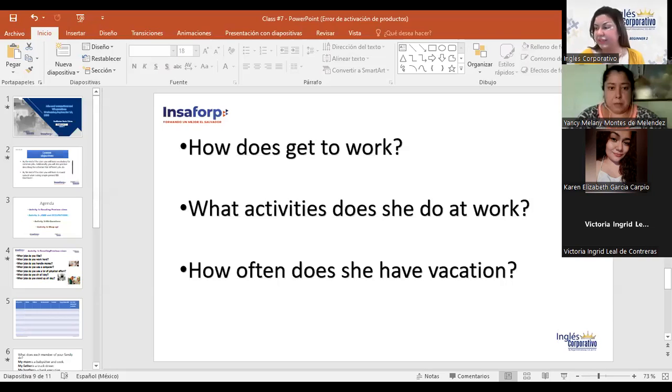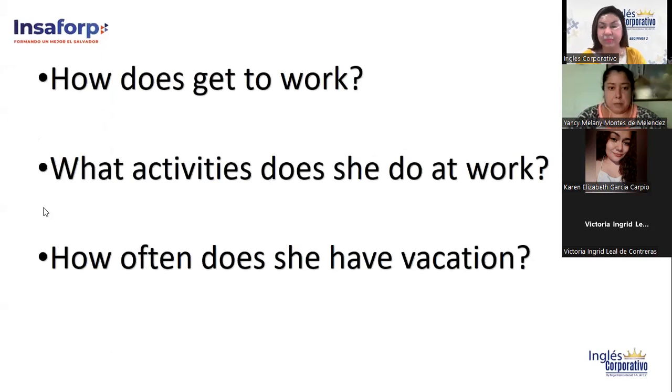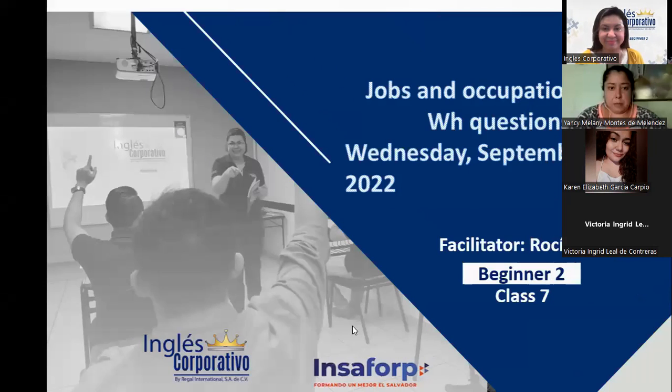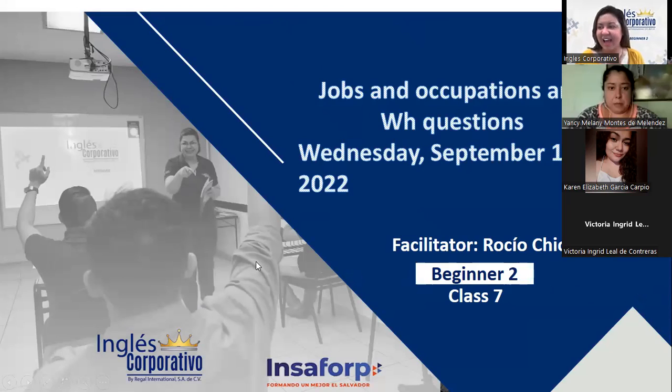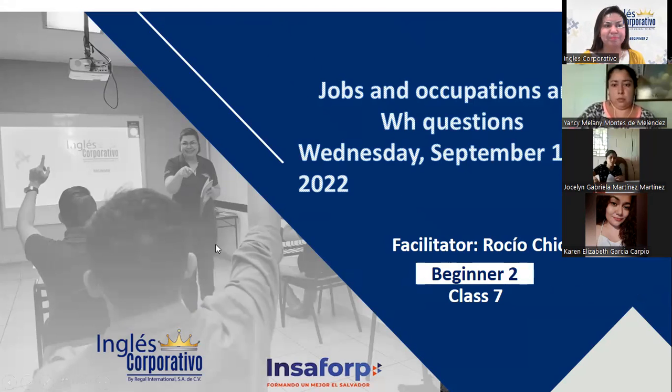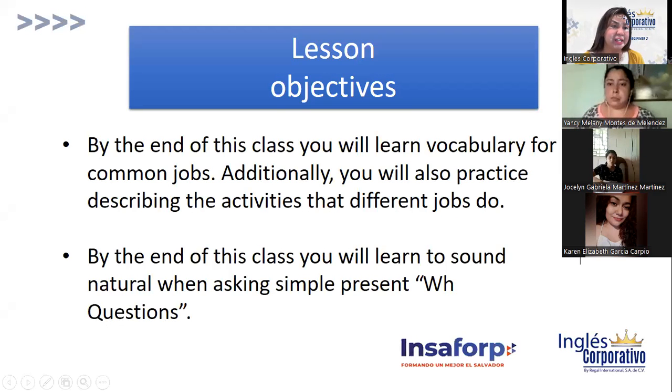So let's see, what day is today? Wednesday. Exactly, today is Wednesday, September 14th, 2022, just one day before Independence Day. And today's topic is jobs and occupations and WH questions using the vocabulary for jobs and professions. So this is class number 7. Welcome, everybody. Let me show you the lesson objectives for today's class.